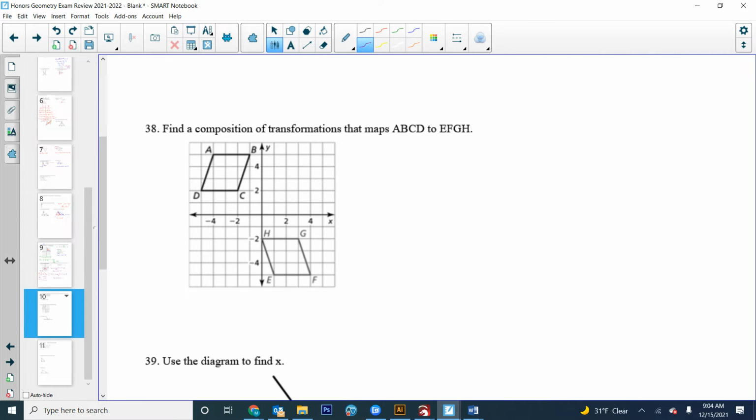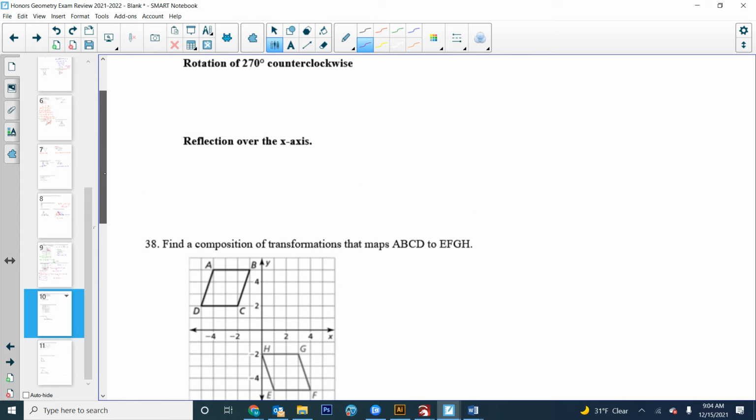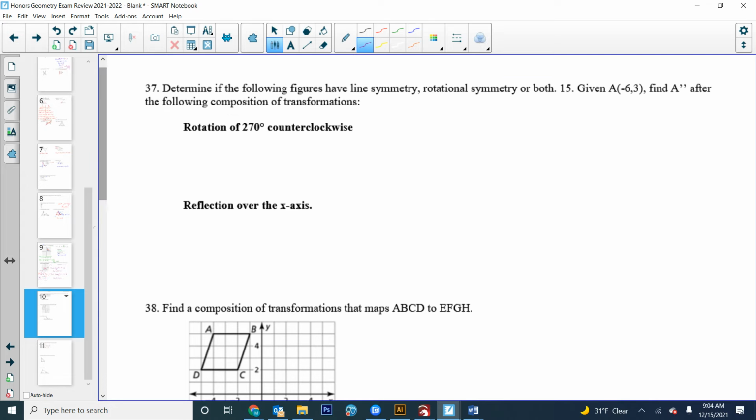And it was also brought to my attention, I think on 38, I think she might have had across the x-axis and then left 5. I think it should be across the x-axis and then right 5. Okay, if you chose that option. Tally? It says for 37, I don't know what it's really asking because it says determine the following figures have line symmetry, rotational symmetry, or both. Like what figures? The picture got cut out.